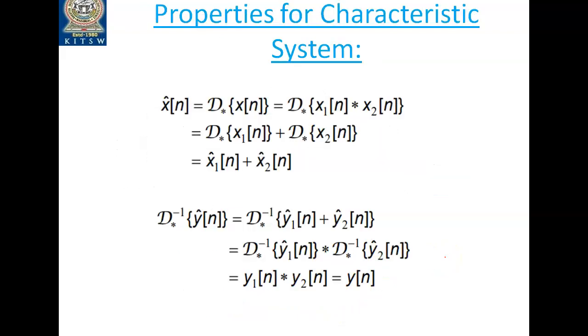Now the properties of the characteristic system. When I say characteristic system, it is nothing but D star of something. So x cap of n is equal to D star of x of n, which is equal to D star of x1 of n convolved with x2 of n. When you apply it separately, you get x1 cap of n plus x2 cap of n separately. Similarly, the inverse characteristic system property should be like this.